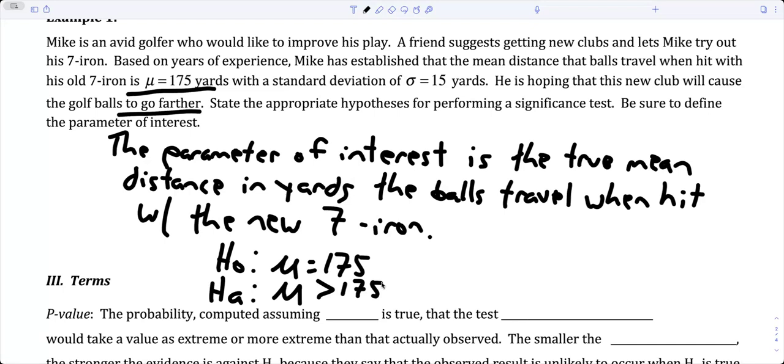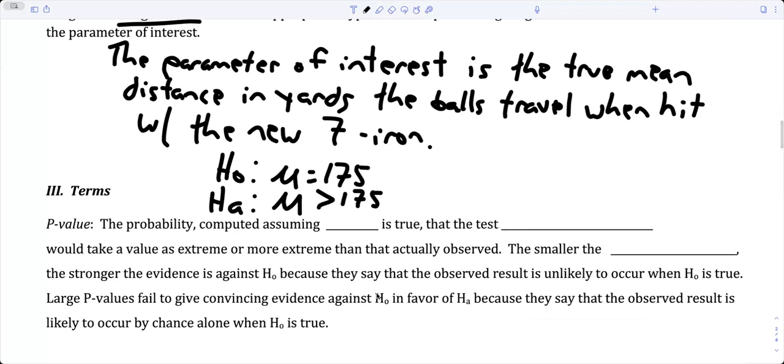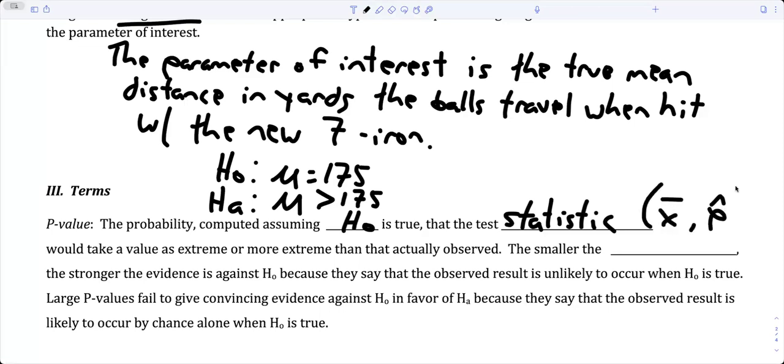So here's a quick review from yesterday. The p-value is the probability, computed assuming H naught is true, that the test statistic, which for our purposes is either going to be x bar or p hat, would take a value as extreme or more extreme than that actually observed. That is the definition of the p-value.